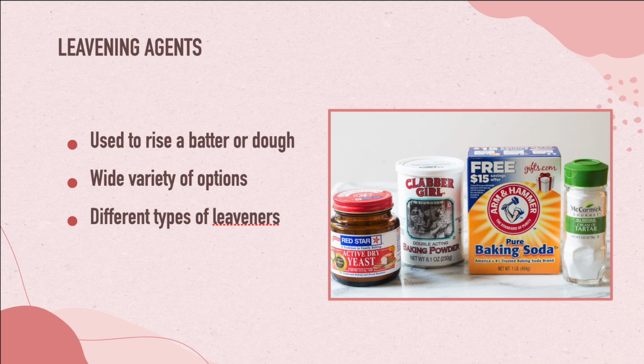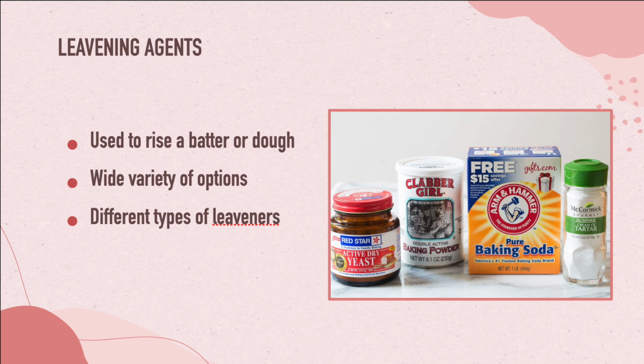Next, another concept that was in the cakes versus cookies module was leavening agents, or leaveners. Leavening agents are used to rise and expand a batter or dough. Common leaveners include baking soda, baking powder, yeast, egg whites, and steam. Each one works in a different way to create an airy end product. The different types of leaveners include chemical, biological, and mechanical.